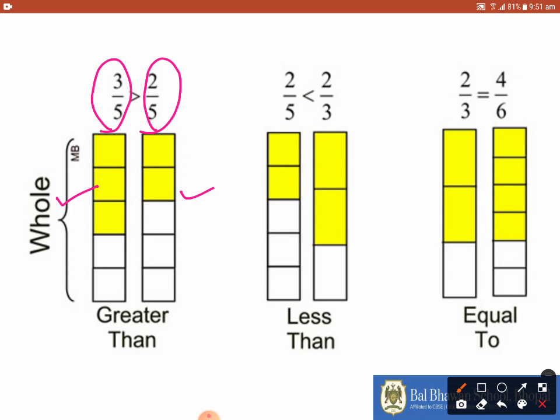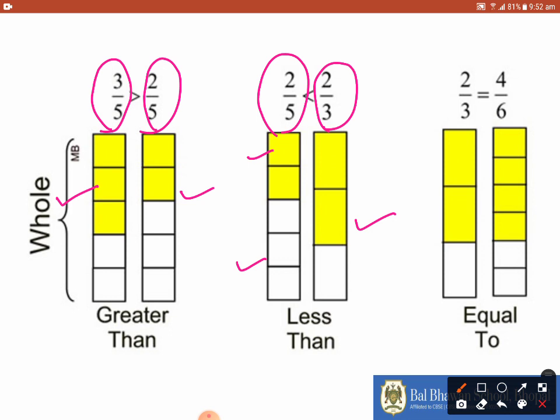In the second picture, you can see that the first rectangle is divided into 5 equal parts and 2 parts are shaded, represented by the fraction 2 upon 5. And in the second picture, the rectangle of the same size is divided into 3 equal parts where 2 parts are shaded. Here you can see just by observing the picture that 2 upon 3 is greater than 2 upon 5.